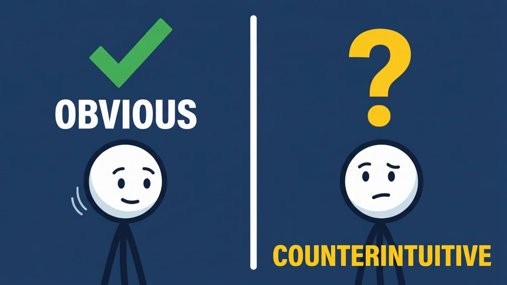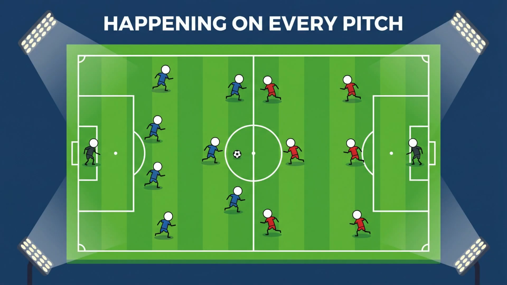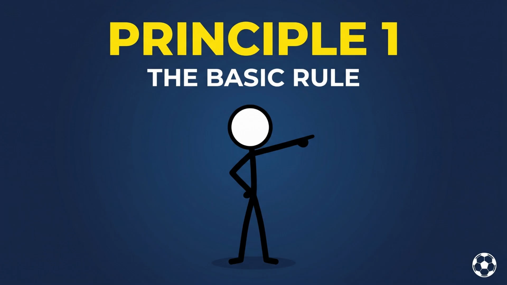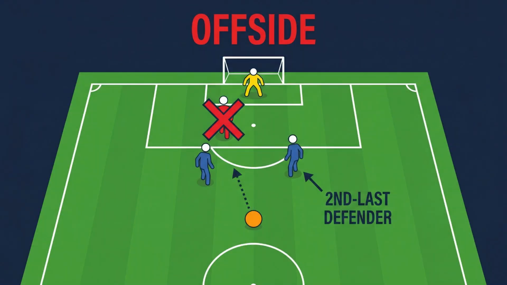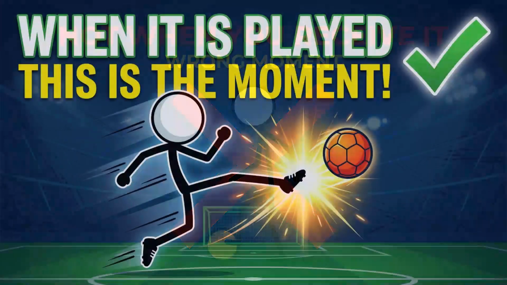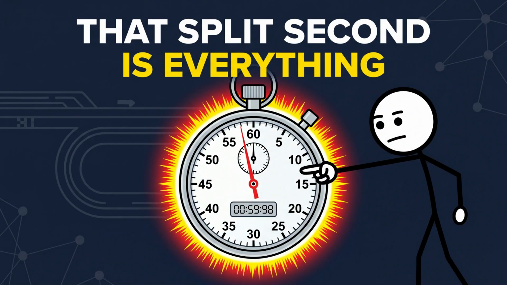Some parts are obvious, some are counterintuitive. All of it is happening on every single pitch, whether you understand it or not. Principle 1, the basic rule everyone thinks they know. You are offside if you are closer to the goal than the second-to-last defender when the ball is played forward to you, not when you receive it, when it is played. That split second is everything.